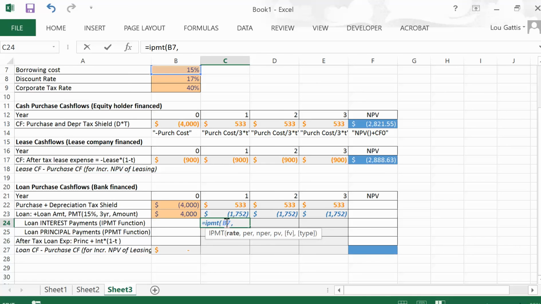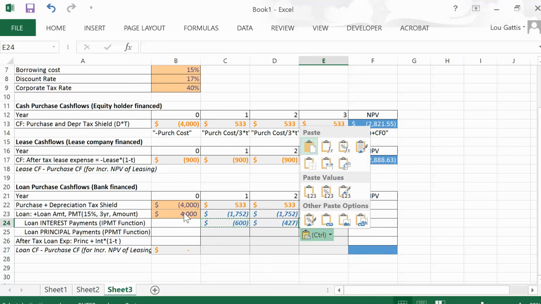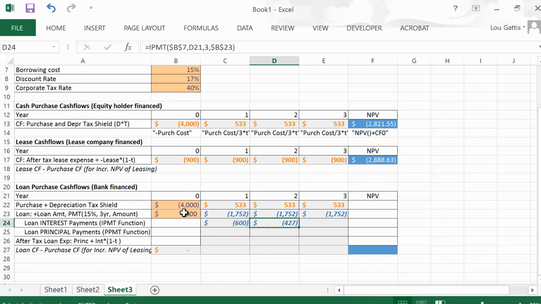So I'm going to actually put $ signs around the interest rate up here, the borrowing cost. However, I want to see the interest component in period 1, 2, and 3, so I'll leave that unanchored. There are a total of 3 payments, and the present value is $4,000. I'll anchor that. So of the $1,752, $600 is interest in the first year. In the second year it's $427, and the third year $229.